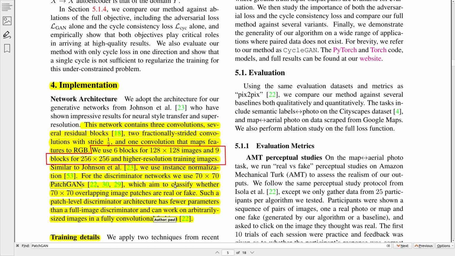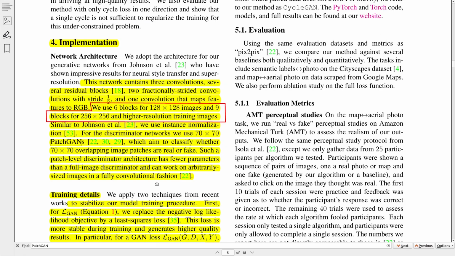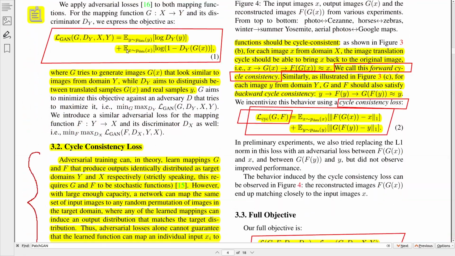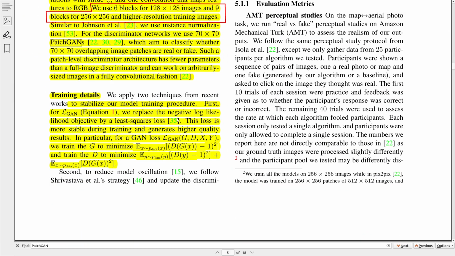All right, and for the discriminator network we use 70 by 70 patch GANs, which aim to classify whether 70 by 70 overlapping image patches are real or fake. On the training guidelines, we apply 2 techniques from recent works to stabilize our model training procedure. First, for LGAN, that is equation 1, which is my adversarial loss, they say: we replace the negative log likelihood objective by a least square loss. This loss is more stable during training and generates higher quality results.